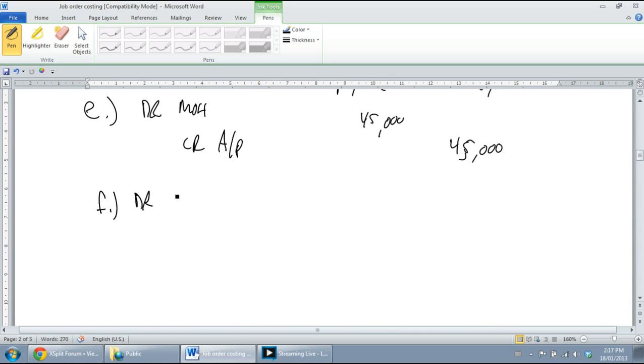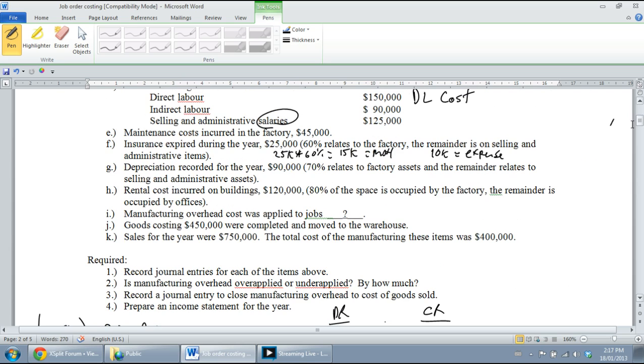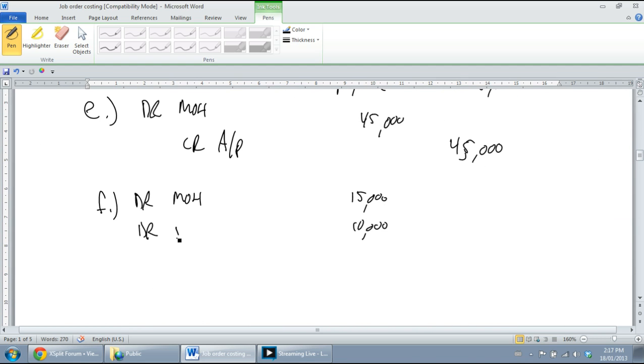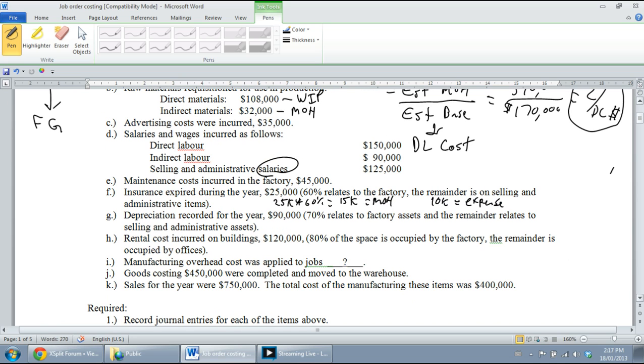I'm going to debit MOH for $15,000. I'm going to debit the expense for $10,000, and I want to be specific. I can't just say debit expense. That's not enough. I have to say what kind of expense it was. And this was insurance expense. So I'm going to say debit insurance expense for $10,000. Now we got to say, what is our credit in this situation? What account do we need to be crediting? And the answer is, you might think, oh, credit accounts payable or credit insurance payable. And no, that's not the correct answer.